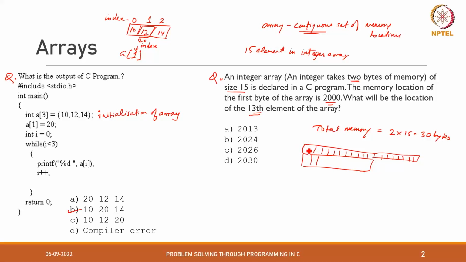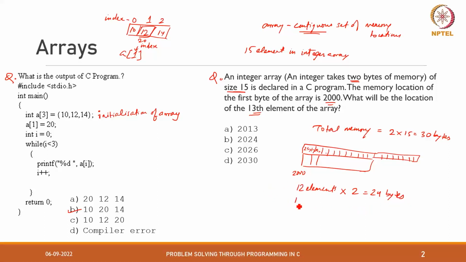Alright, so if I say this is of 2 bytes, then this is of 2 bytes, and so on. The question says that this starts from 2000. So by the time I hit the 13th element, 12 elements are already done, like 12 elements I have already stored. So 12 elements occupy 24 bytes of memory.